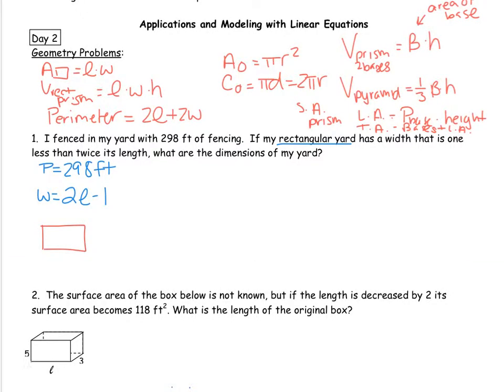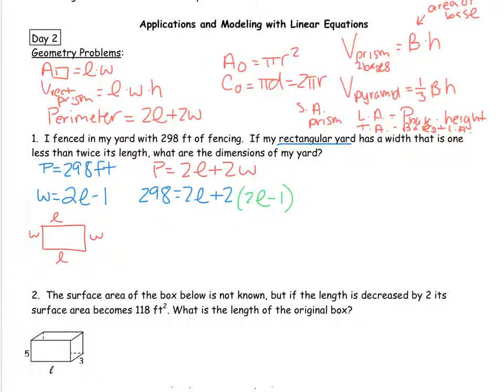Okay, so this is a perimeter problem. If you would rather draw a picture, you certainly can. Doesn't really matter where you put your W's and L's. But we, as we went over up above, know that the perimeter of a rectangle is 2L plus 2W. So now this basically becomes a substitution problem. We know the perimeter of the rectangle is 298. We know that the width is equal to twice the length minus 1. So I'm basically going to do substitution. 2L plus 2 times, here's the substitution, 2L minus 1.